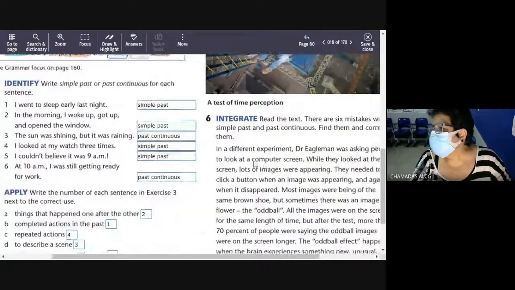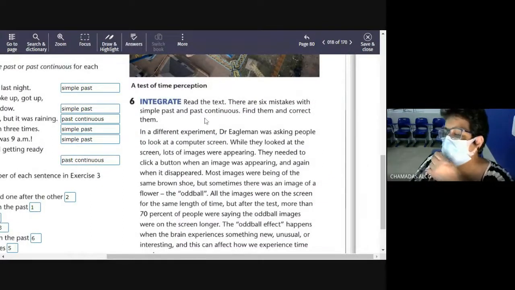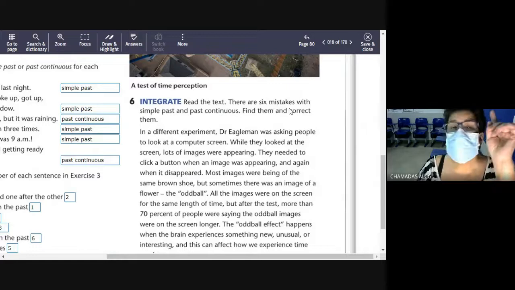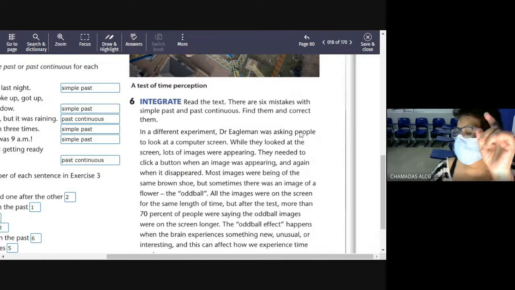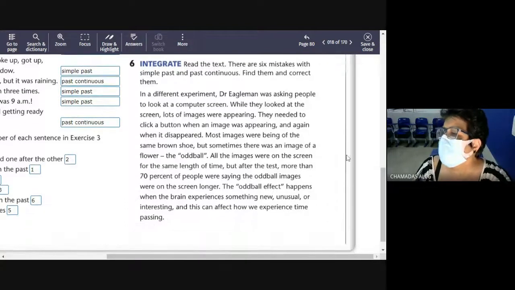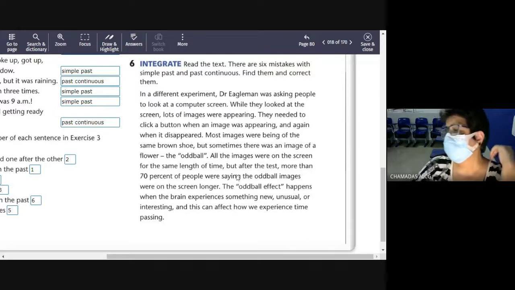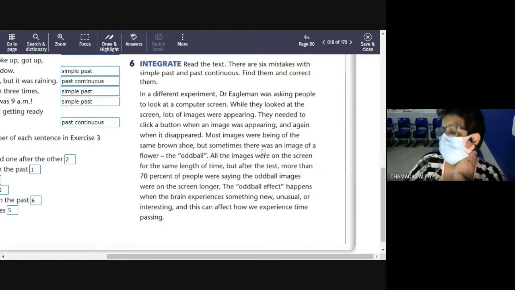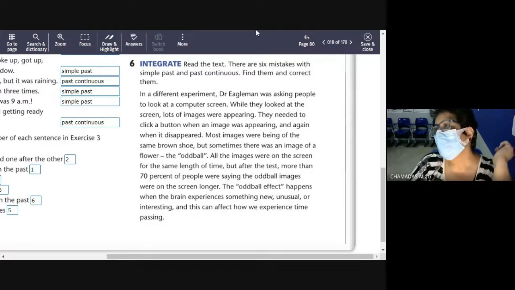All right. So now let's take a look here, guys. Read the text. There are 6 mistakes with simple past and past continuous. Find them and correct them. So take a look in silence, all right? Read this text in silence. See if you find the mistakes, okay? Then we correct. I will give you 2 minutes, all right? Let's do it.